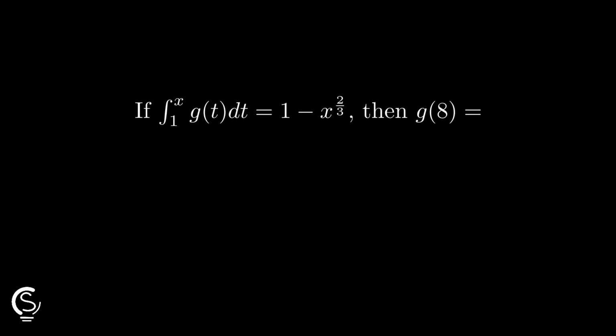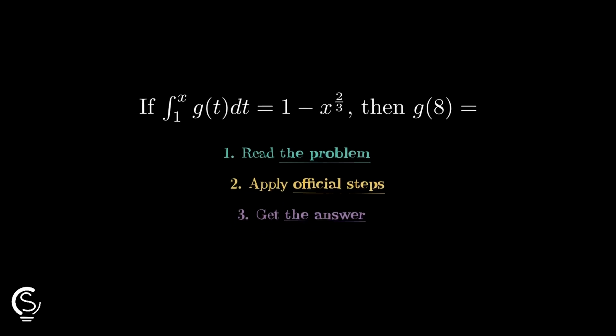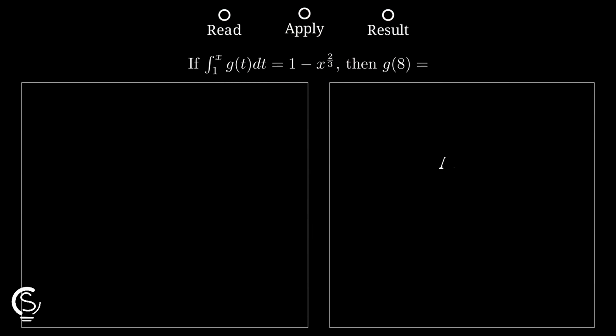Calculus problems like this are fast to solve with the right trick. We just need to find g of 8 quickly. First, we need to isolate the function g of x by differentiating both sides of the equation. This uses the fundamental theorem of calculus to remove that integral sign right away.